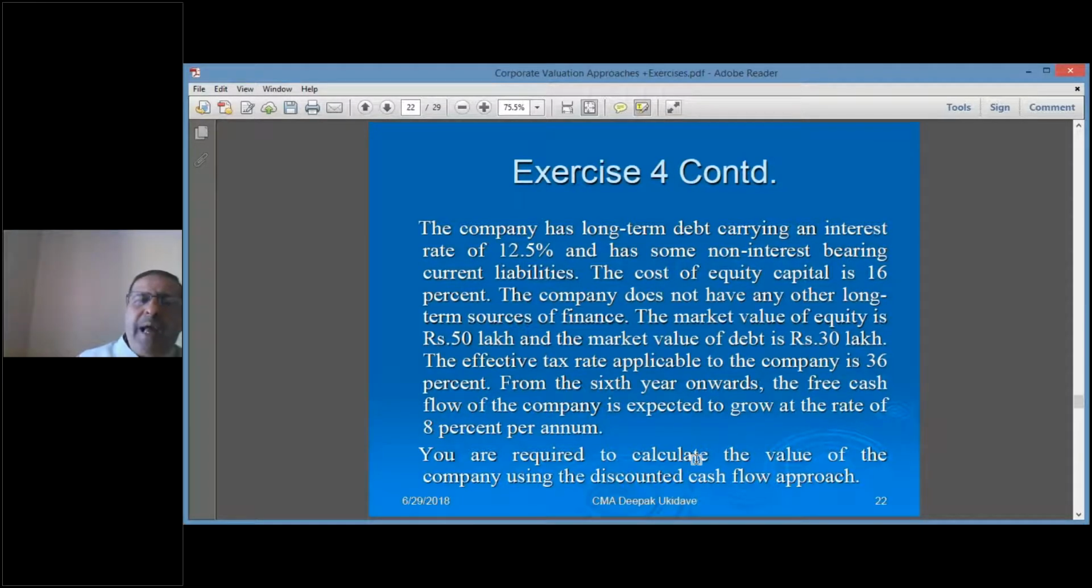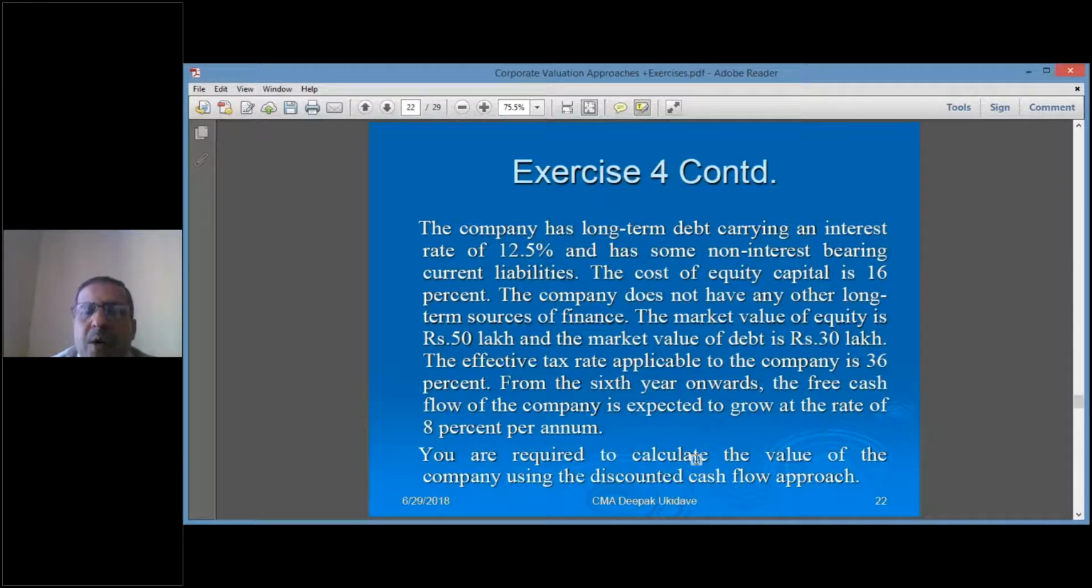The company has long-term debt carrying an interest rate of 12.5%. Interest rate of 12.5% means KD is 12.5. It has some non-interest bearing current liabilities that you ignore. Cost of equity is 16%. The company does not have any other long-term source of finance. The market value of equity is 50 lakhs. Market value of debt is 30 lakhs. The effective tax rate applicable to the company is 36%. From the 6th year onwards, the free cash flow of the company is expected to grow at the rate of 8% per annum. So the growth rate is given as 8%.